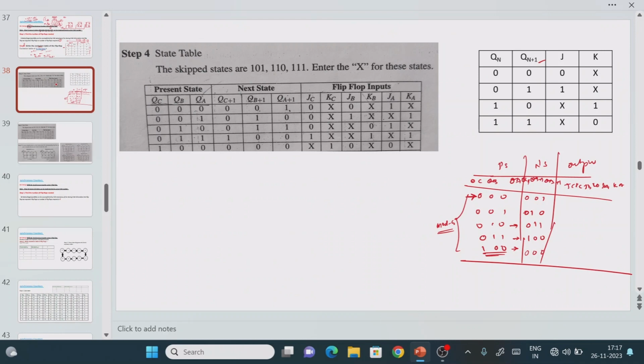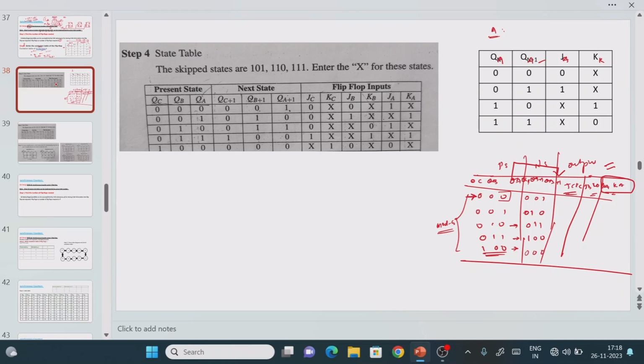That's it. Now what do we have to find out? We need to find out the flip-flop inputs, JA KA, JB KB, JC KC, right? So how do we find the JA KA value? As I said, if you want to find the A flip-flop, the JA value, we take QA and QA plus 1. It means that to find the JA value, the present state QA is required, and the next state QA plus 1 is required.